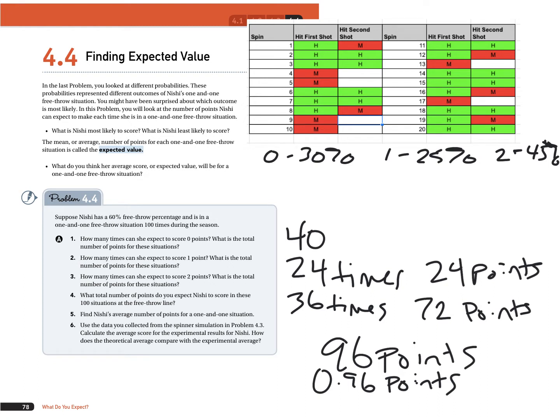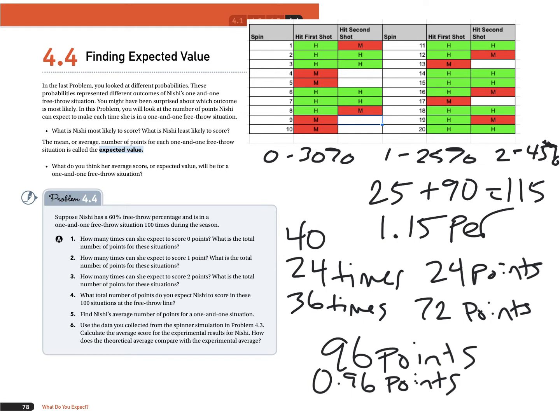So we would think 30 out of the 100 times would be 0 points, 25 out of the 100 would be 1 point, so that's 25 points, and then 45 times out of 100 would be 2 points, so that's 90. It's 115, which means that the average score would be 1.15 per attempt, or per time to the line, and that's a little bit higher than the 0.96 of the theoretical. All right, let's move on to the next section.